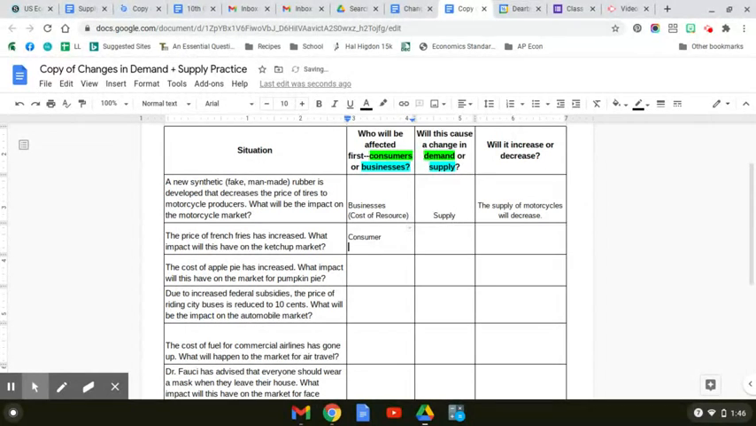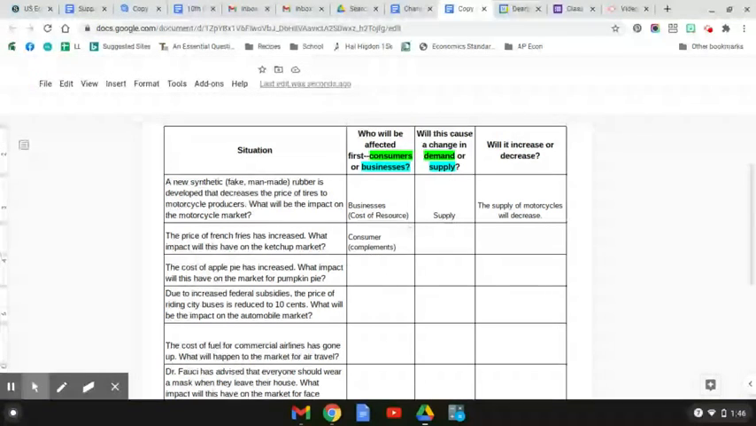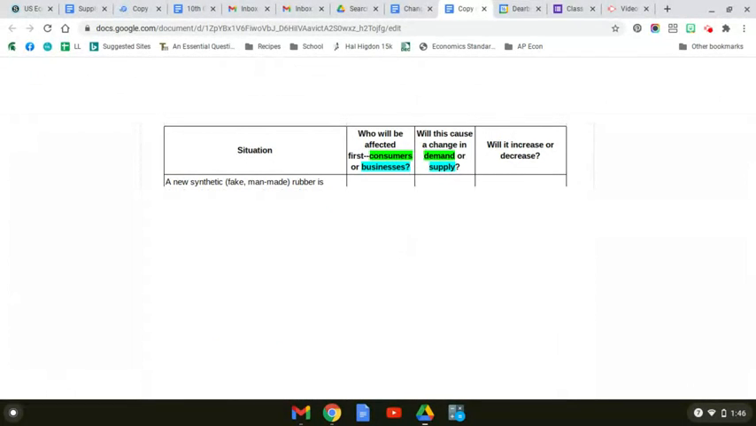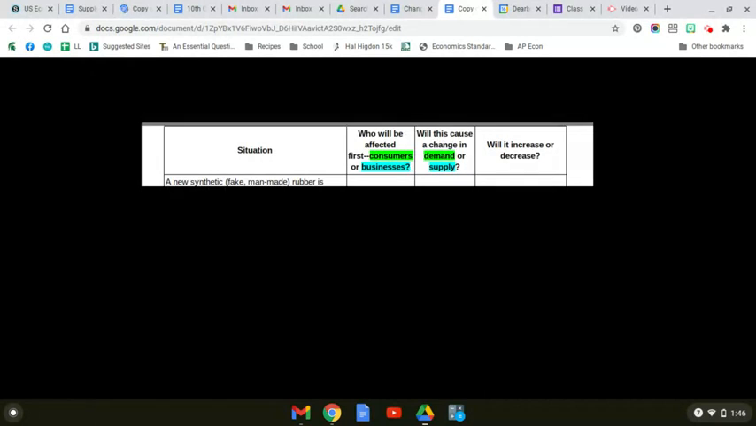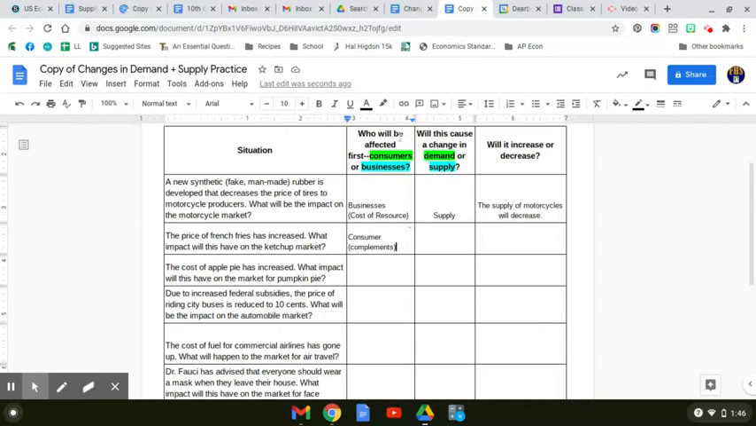Sometimes students do say that it's actually the business that's going to be affected, and they think that it's cost of resources. But it's helpful to think through the fact that French fries are not a resource that are going to be used to help make the ketchup. French fries are not a resource to make ketchup. So it is going to be a complement instead.